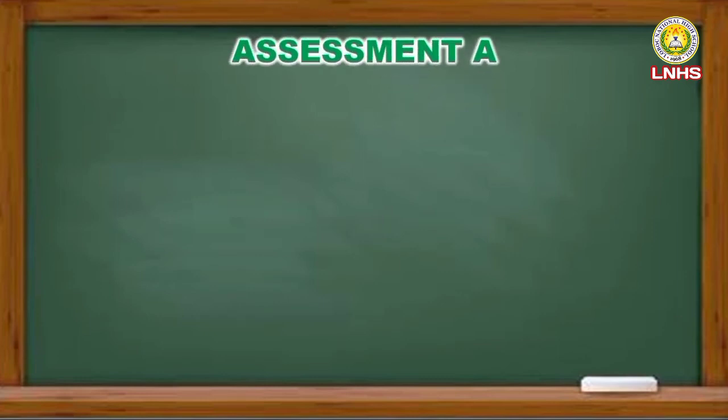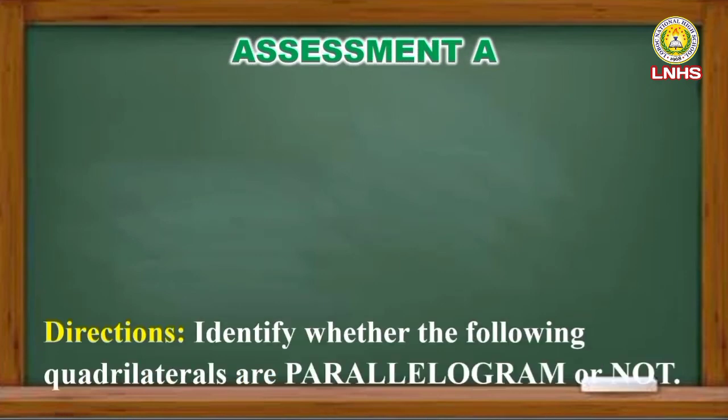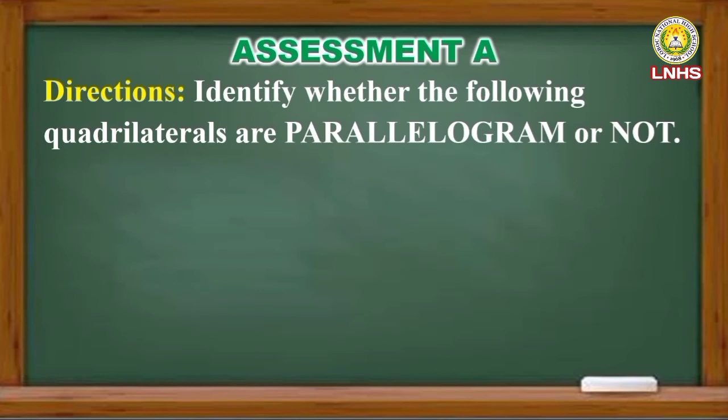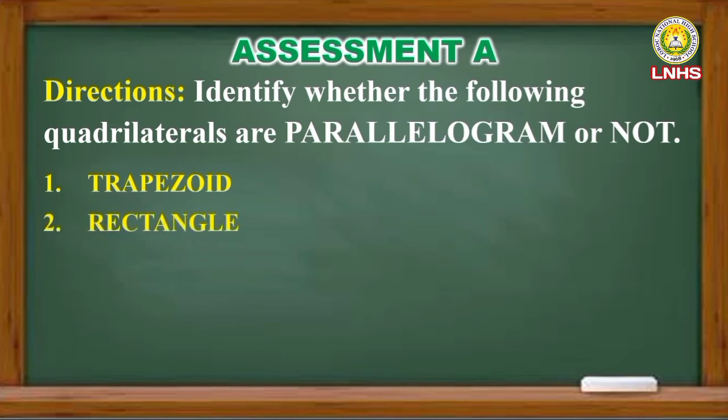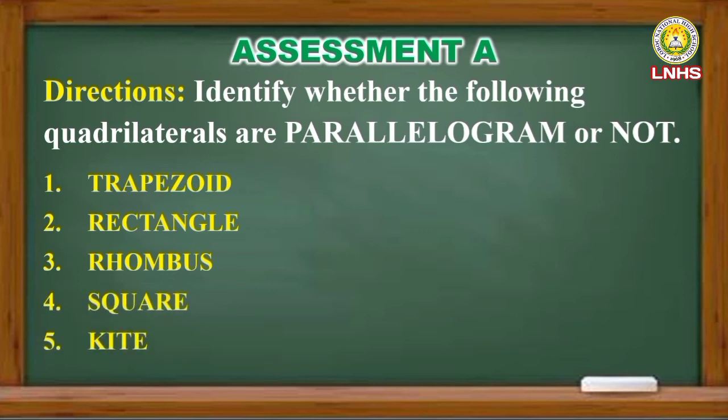Letter A. Direction: Identify whether the following quadrilaterals are parallelogram or not. Number 1, trapezoid. Number 2, rectangle. Number 3, rhombus. Number 4, square. And number 5, kite.